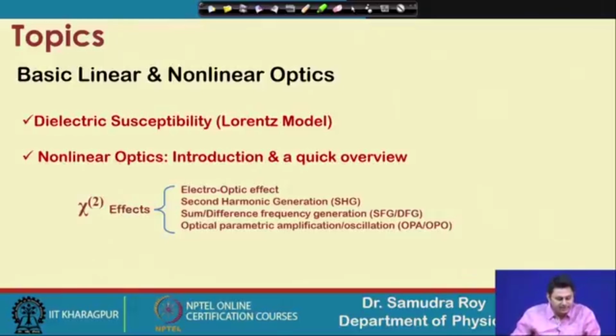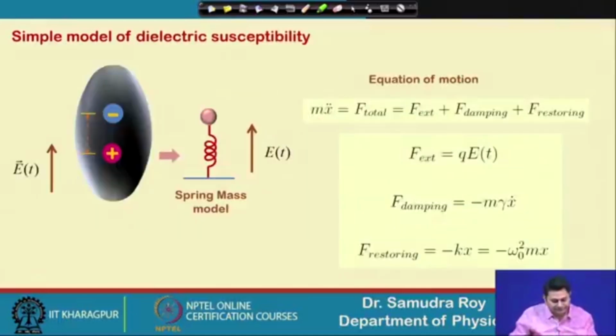Also, we will start the nonlinear optics introduction and quick overview. What is nonlinear optics? Which topics will we cover? We will introduce that in this class. So, let us start with the dielectric susceptibility Lorentz model, the same thing that we did in the previous class. Again we are going to do a similar thing, but we will find a few extra elements and the calculation procedure that will be useful in our next class. So, let us do that.